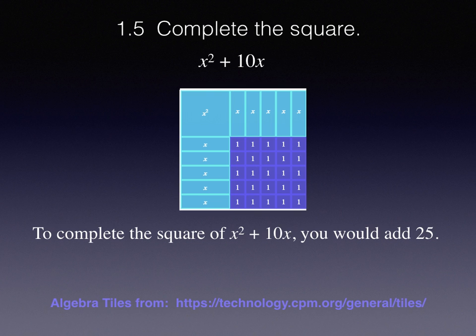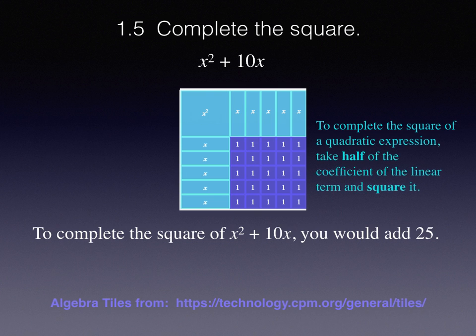And algebraically, if I did not have access to tiles, to complete the square of a quadratic expression, I take half of the coefficient of the linear term and square it. So half of 10 is 5. 5 squared is 25.